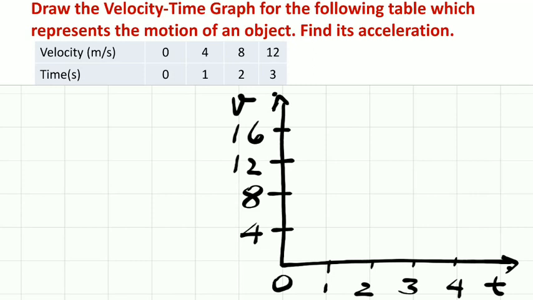When the velocity is 0, the time is 0, which is this point. Now when the velocity is 4, the time is 1. So velocity is 4 at this point and the time is 1 at this point. So meet them, we get this point. Next, look at the table again. The velocity is 8 and the time is 2. So the velocity is 8 over here and the time is 2 over here. So meet them.